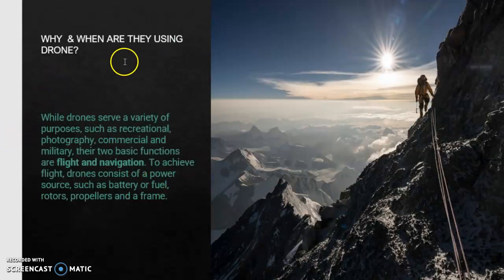So why and when are they using drones? They're using drones serving a variety of purposes such as recreational photography, commercial, and military, with the two basic functions of flight and navigation. To achieve flight, drones consist of a power source such as battery or fuel, rotors, propellers, and a frame. For instance, most people use drones to click photographs when they're traveling, especially in higher places where people can't reach. Instead of taking risks, they use drones.